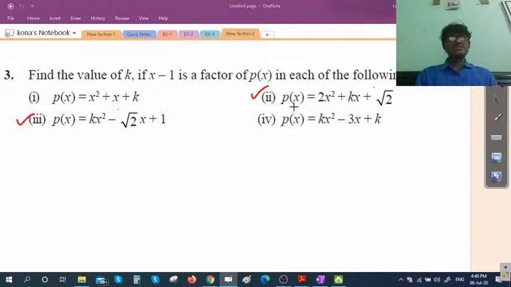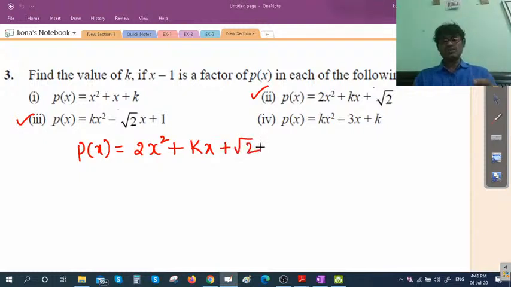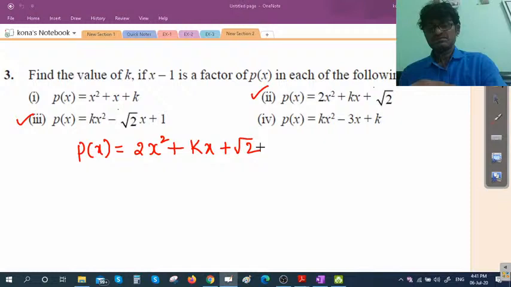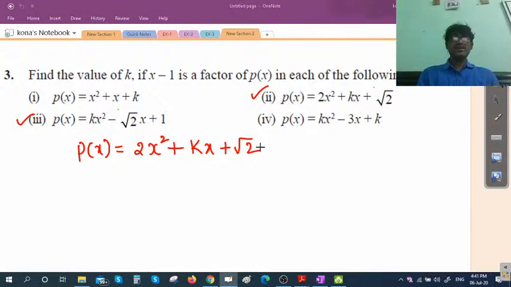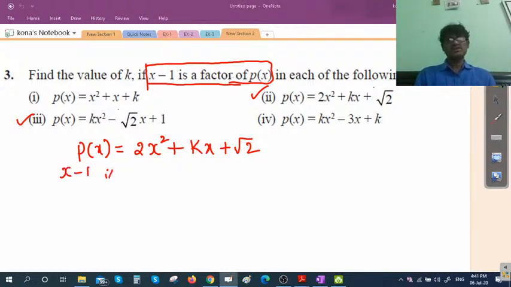So let me take the second one. What is that second one? p of x equal to 2x square plus kx plus root 2. This is what we have. Here x minus 1 is a factor of p of x. This is what we are given. Let me write, x minus 1 is a factor.